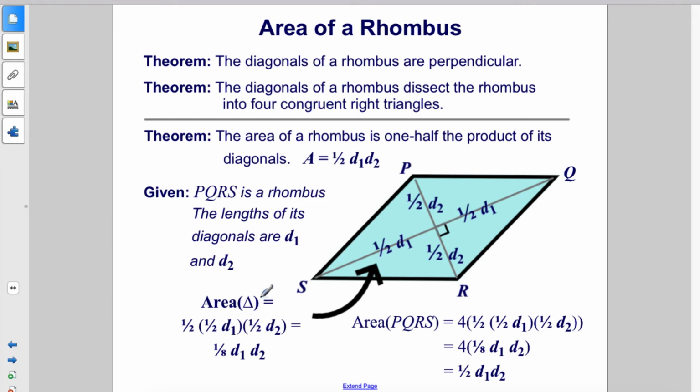The area of the triangle here equals 1/2 of 1/2 D1 times 1/2 D2. So it's 1/8 D1 times D2. So the area of PQRS is 4 times 1/8 of D1 D2, which is 1/2 D1 times D2.